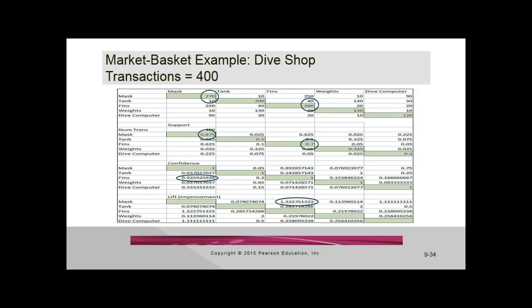So what that tells us is what we call confidence: the likelihood that they will buy product B given that they bought product A. If you think about conditional probability from stats, the likelihood that they're going to buy fins given that they also bought a mask is 92%.